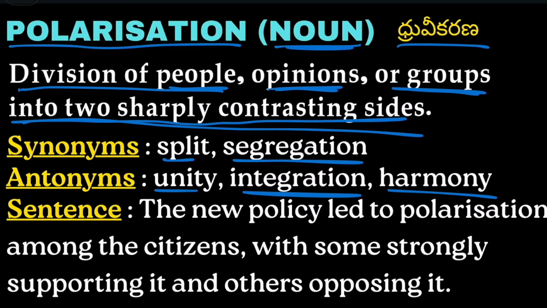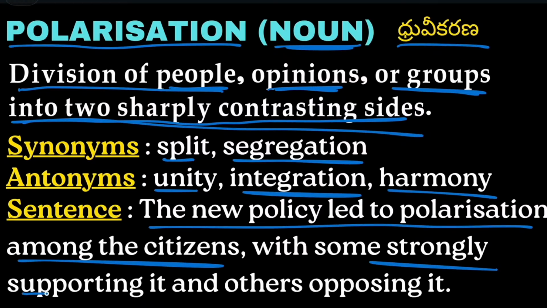So the example of polarization we have, the new policy led to polarization among the citizens, with some strongly supporting it and others opposing it. So we do know that if a new policy is introduced or put into action, then generally some people support it and others oppose it. So there was a polarization among the citizens, with some strongly supporting and others opposing it.